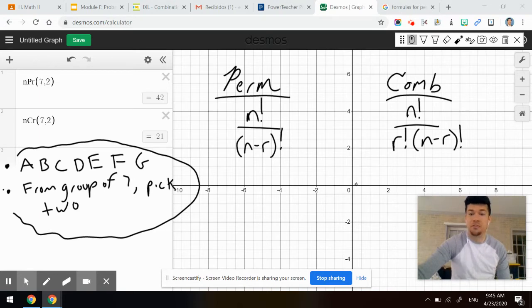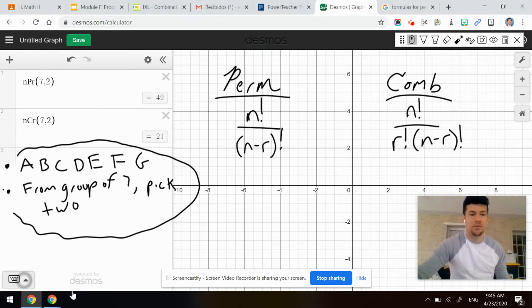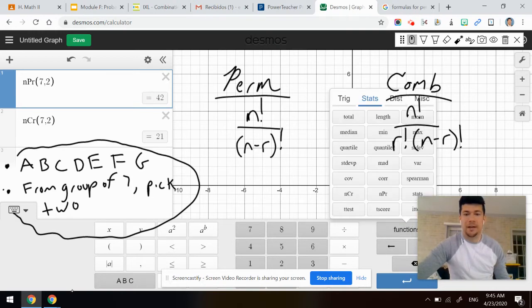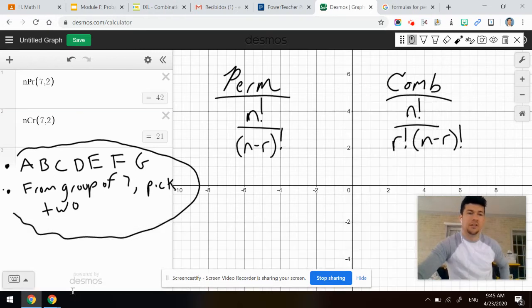Okay, permutations, combinations, very simple. First of all, you guys will be very interested in knowing how to do it with Desmos. To use Desmos to knock these out, I am going to go to functions. All right. And under functions, I'm going to go to stats, and I can select combinations or permutations, whichever one I want to use. All right. And you'll see that it is as simple as entering your N value followed by your R value.